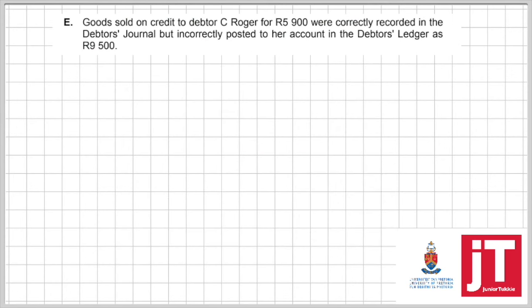Transaction number E, goods sold on credit to debtor C. Roger for 5,900 were correctly recorded in the debtor's journal, but incorrectly posted to her account in the debtor's ledger as 9,500. So here, what happened? We've posted it correctly to the journal, which means that the control account is done correctly. The mistake happened with the individual.